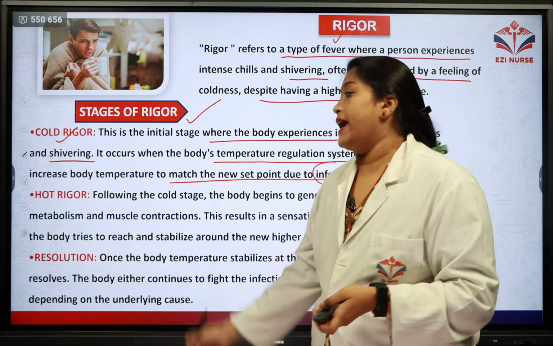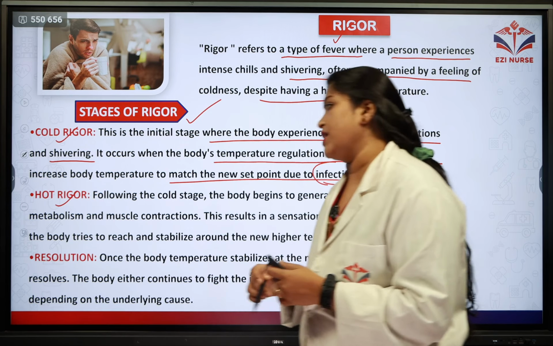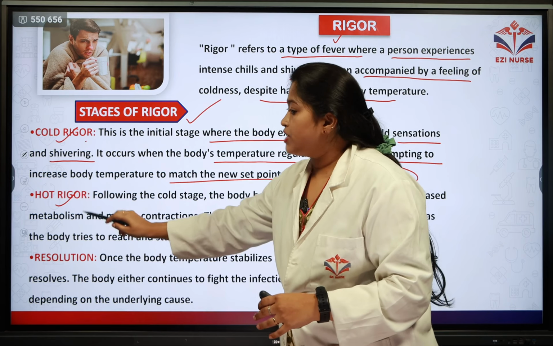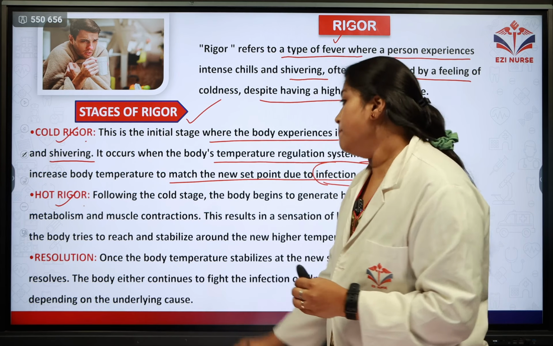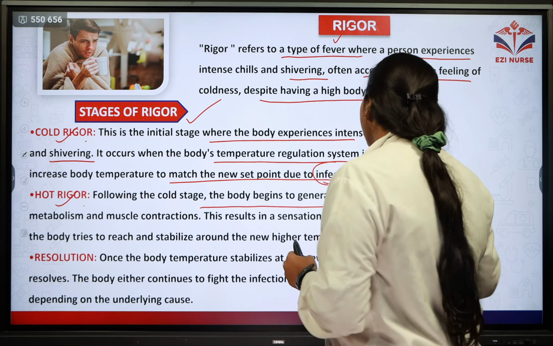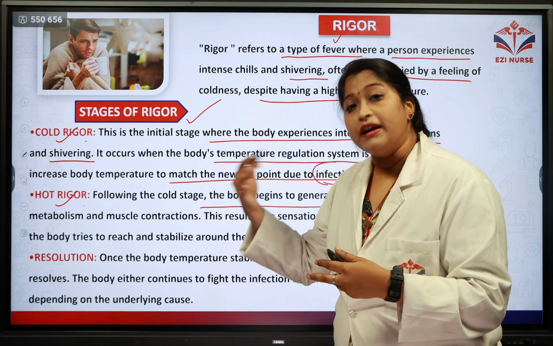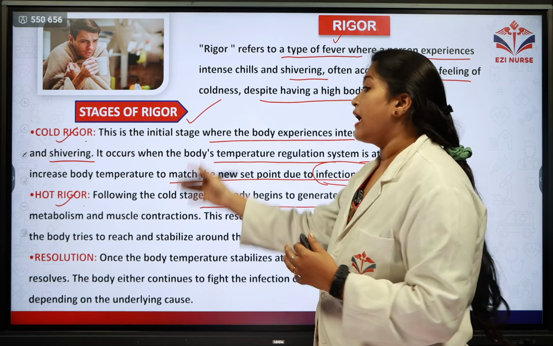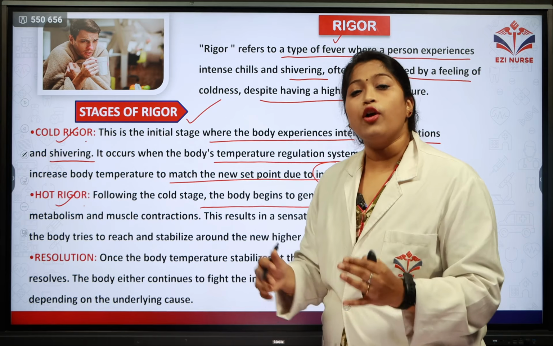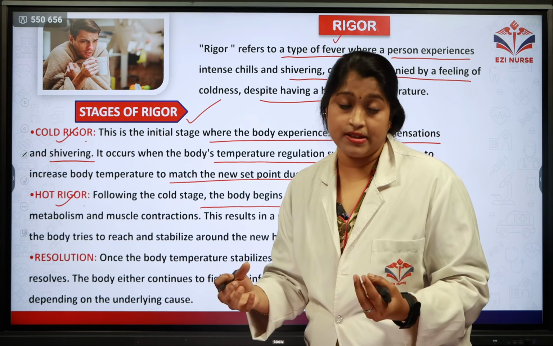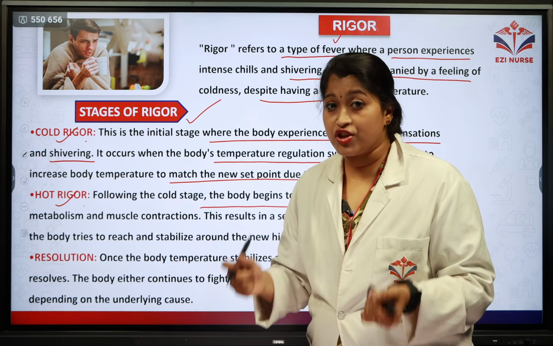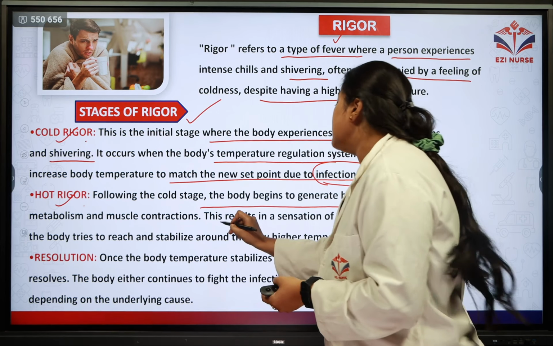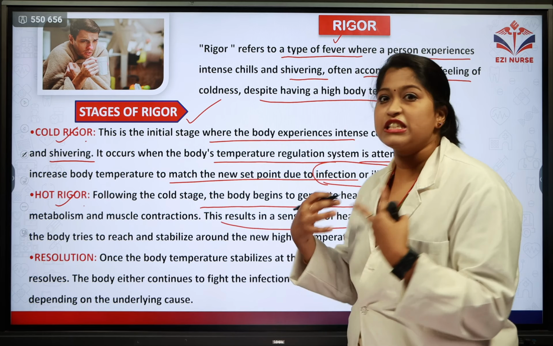Coming to the second stage is the hot Ryker stage. It follows the cold stage. In the sense, after the cold stage, you can see this hot Ryker. The body begins to generate heat through increasing the metabolism. So the metabolism inside of the body increases in this hot Ryker stage, and also you can see the twitching and muscle contractions in the patient in this hot stage. You can see this results in sensation of heat and sweating.